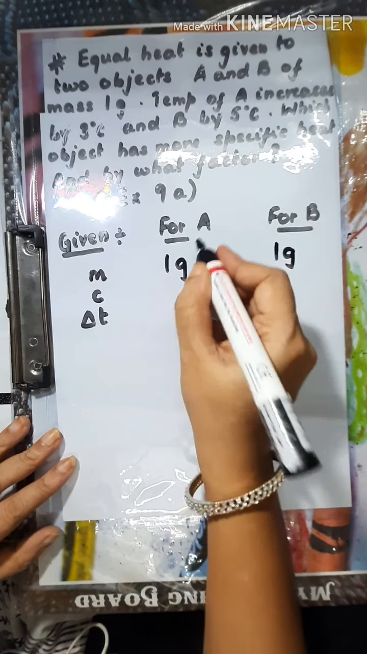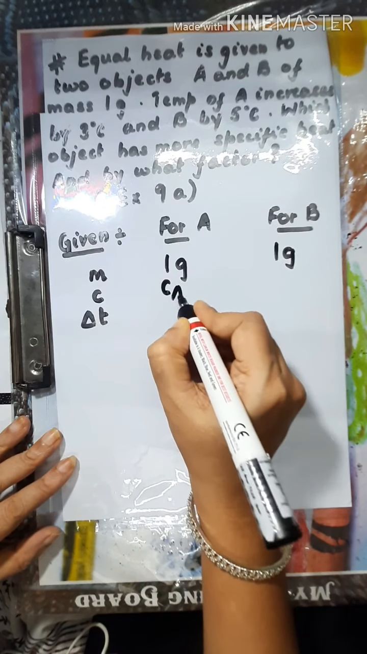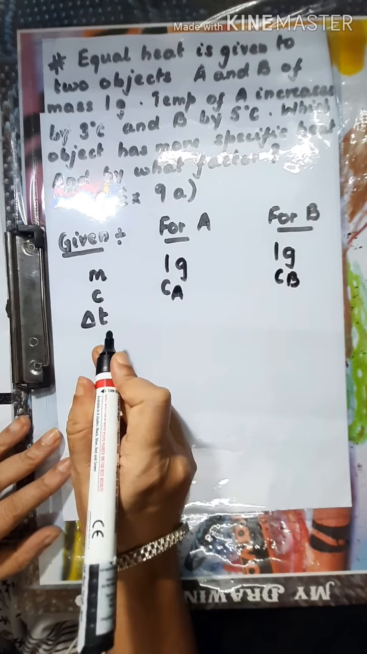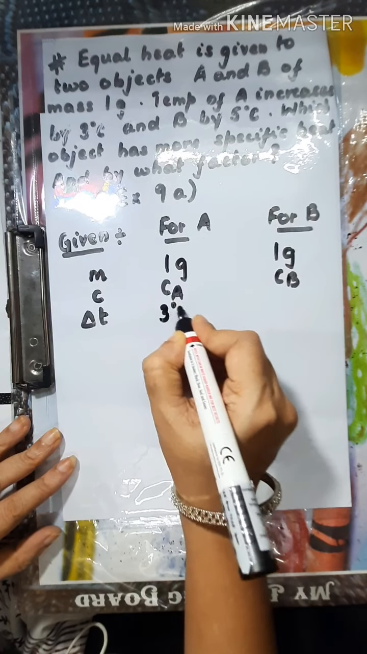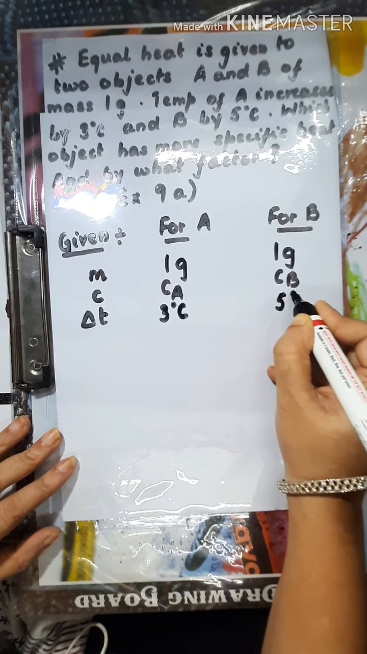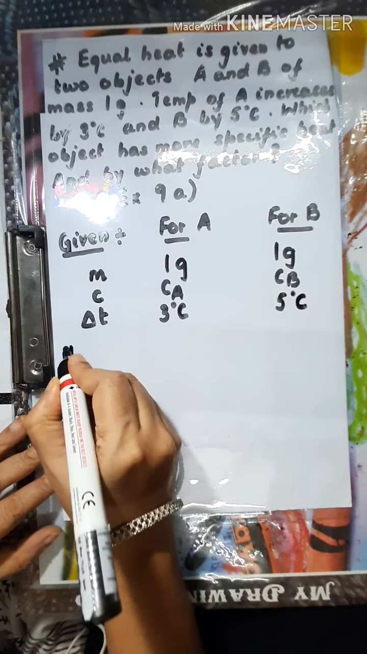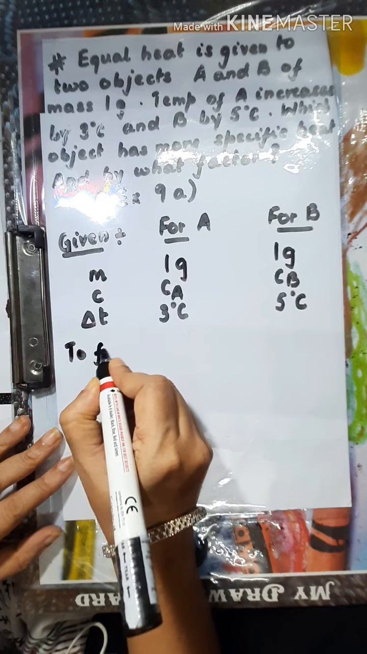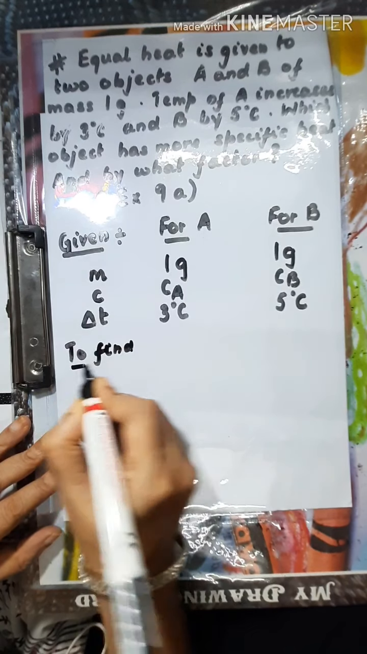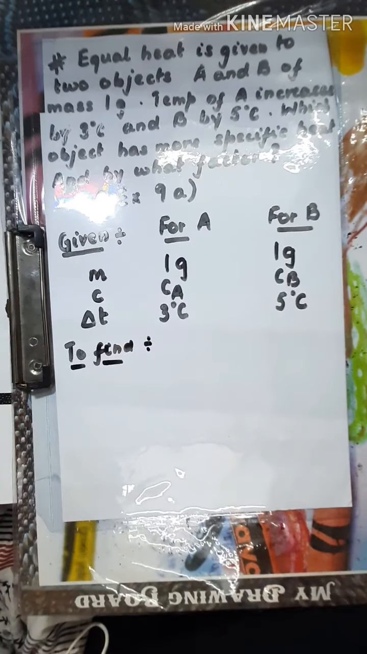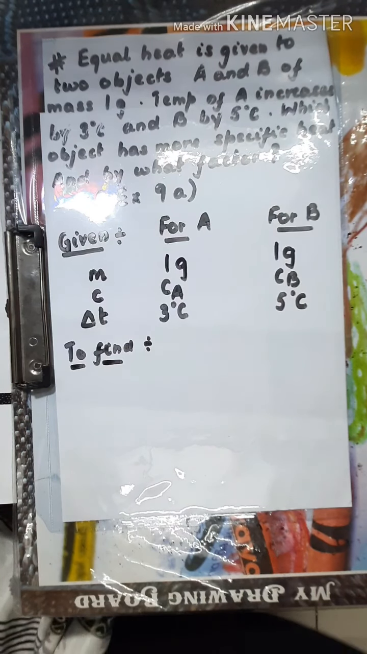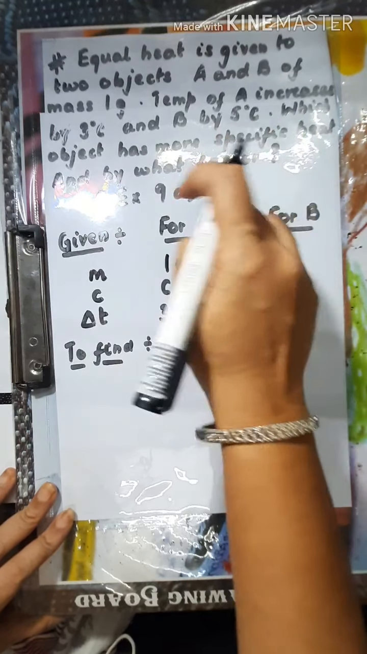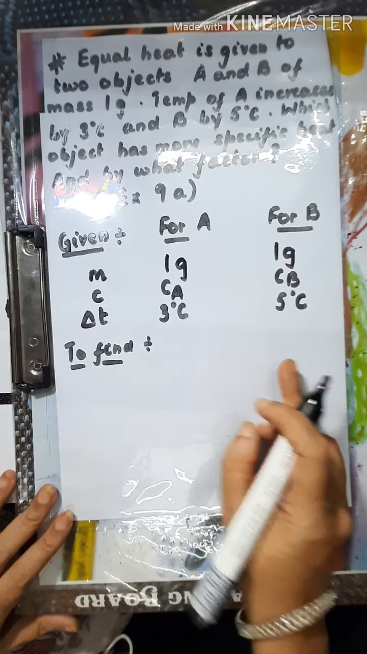Specific heat capacity for A we don't know, so I will say C of A. And for B, I will call it C of B. Now, temperature of A increases by 3 degrees Celsius and that of B increases by 5 degrees Celsius. So I have to find which object has more specific heat, and by what factor. So write that down.